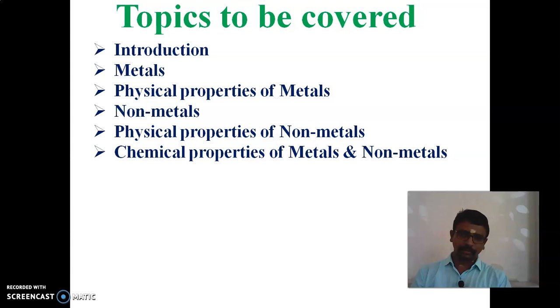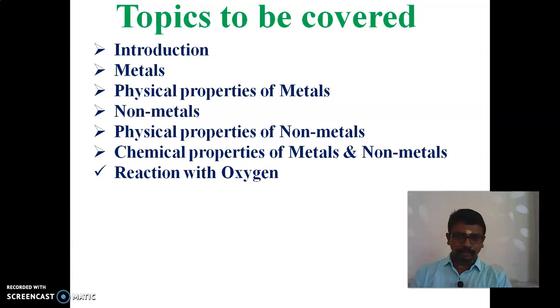Chemical properties means that the metal or the non-metal is reacted with water, acids, bases, etc. So chemical properties means the compound or element is reacted with some other compound or substance. That is known as chemical properties. Chemical properties means a reaction will be taking place. Physical property means their appearance.